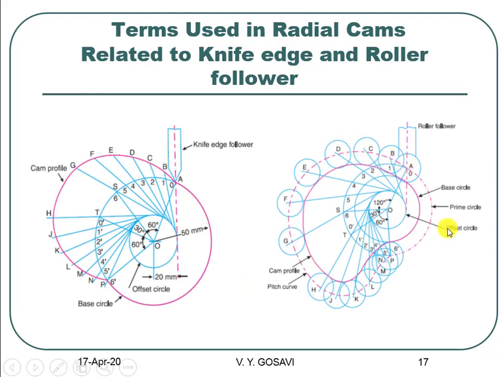In case of knife edge follower, knife edge represents the trace point. A point represents the trace point. In case of roller follower, the center of roller represents the trace point. For knife edge follower, the pitch curve and cam profile are same. So in case of this knife edge follower, the pitch curve and cam profile are same. While in case of roller follower, the pitch curve and cam profile are separated by the radius of the roller.